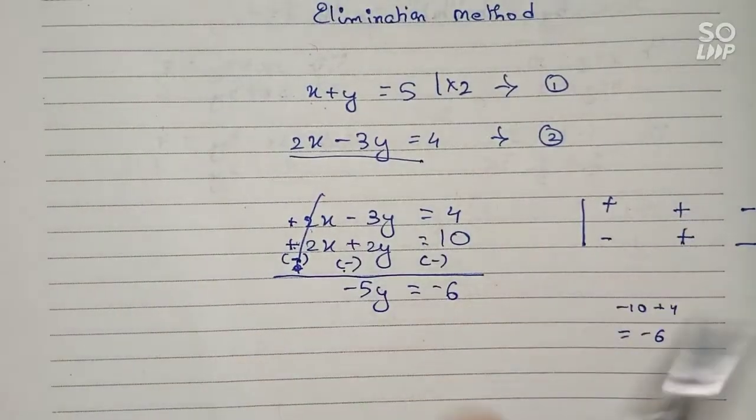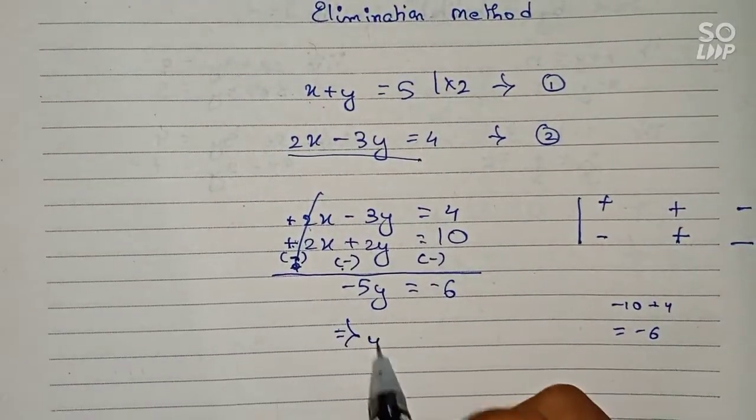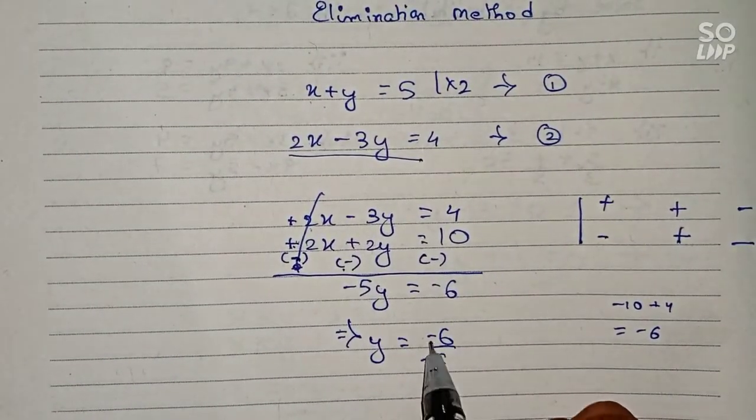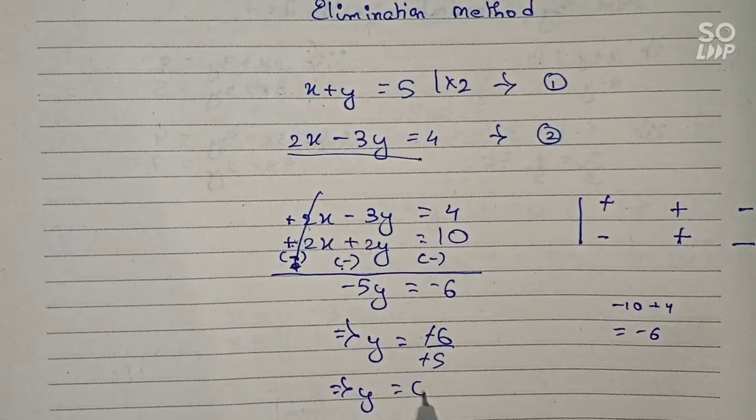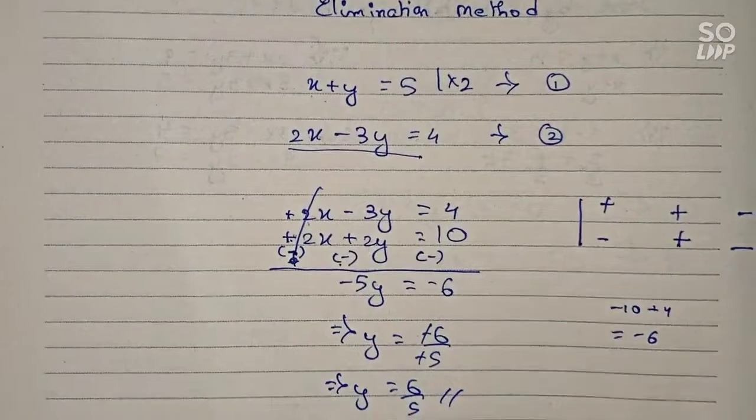Now we simplify this formula like this. So y is equals to minus 6 by minus 5. You know how to do it. So now I cut the minus sign. So y is equals to 6 by 5. We get the value of y. So this is the final value of y.